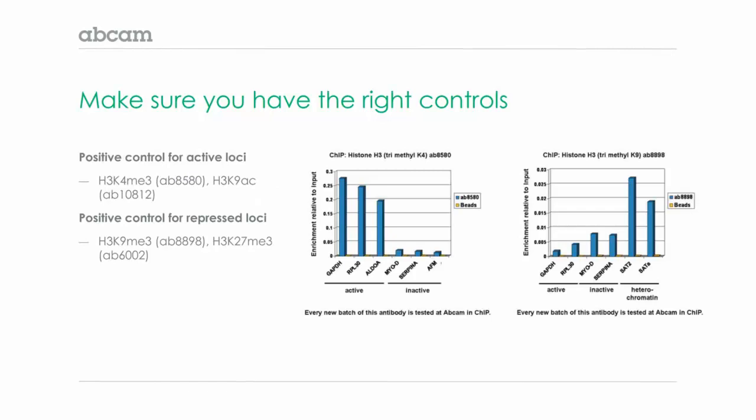Positive control antibodies are extremely important. If you're looking at an active locus, you can use antibodies that recognize H3K4 trimethyl or H3K9 acetyl, for instance. And if you're looking at a repressed locus, you can use antibodies that recognize H3K9 trimethyl or H3K27 trimethyl. You can also use a histone H3 antibody, which should be present everywhere. Here you can see the presence of H3K4 trimethyl at active loci and H3K9 trimethyl at heterochromatin.